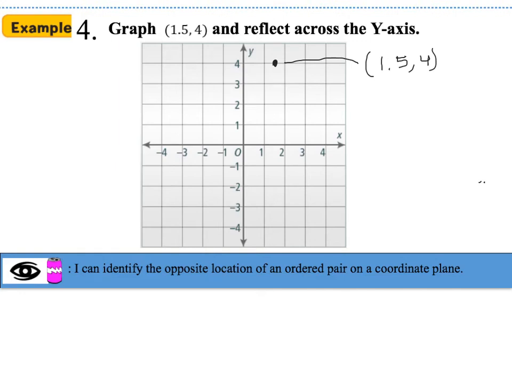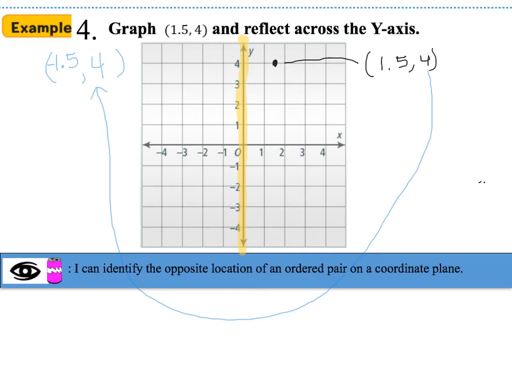I want to reflect across the y-axis. So I'm going to get a highlighter, and my y-axis is the one that goes up and down, so this is the reflection line right here. Now since I'm reflecting across the y-axis, I know that in my ordered pair, my y-coordinate is going to stay the same. So it was 4 in the original point, so it's going to stay 4 in the new point for the y-coordinate. And once again, the reason for that is because we reflected across the y-axis. Now what I'm going to do is take the opposite of the x-coordinate. The opposite of 1.5 would be negative 1.5.